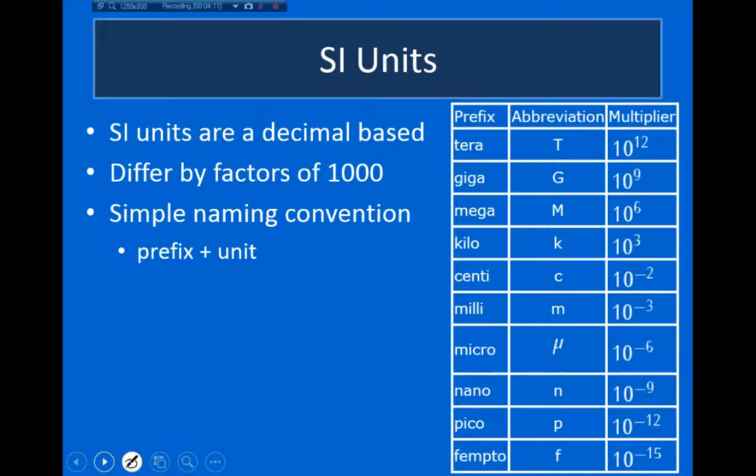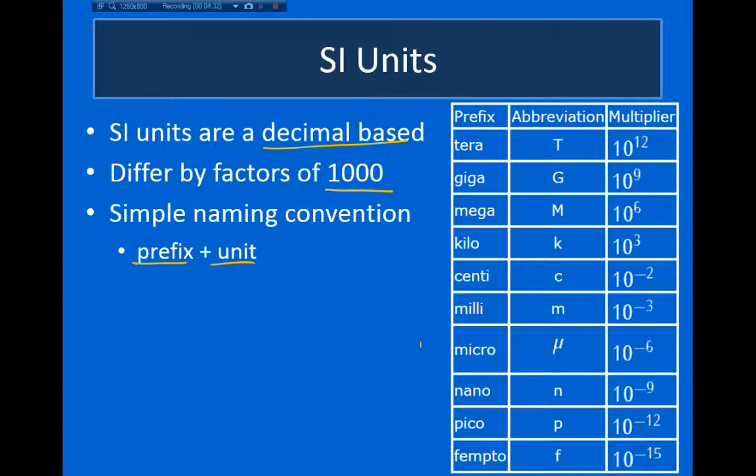One of the major advantages to using a metric-based system is that the metric system is decimal-based. This means that it's based on factors of 10. So there are other units in the metric system. Each one of these differ from a base unit by a factor of 1,000. And there's also a simple naming convention for these different types of units. You just take the prefix and tack it in front of the unit.